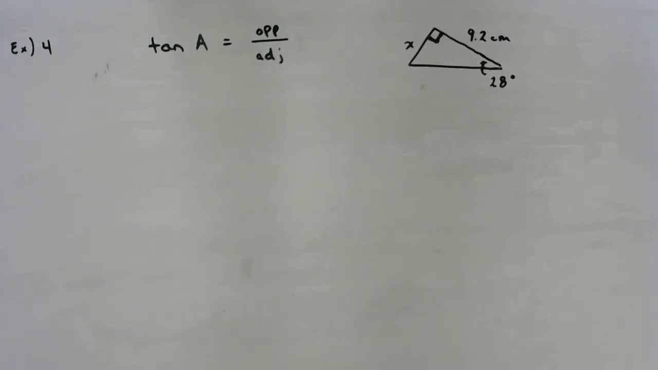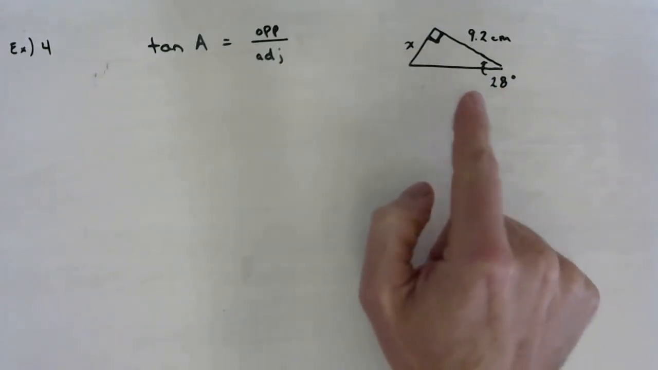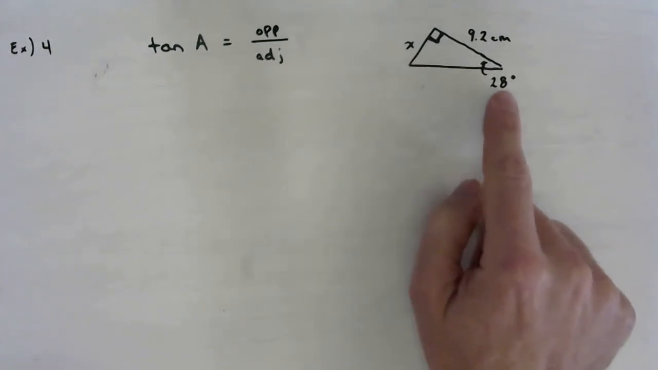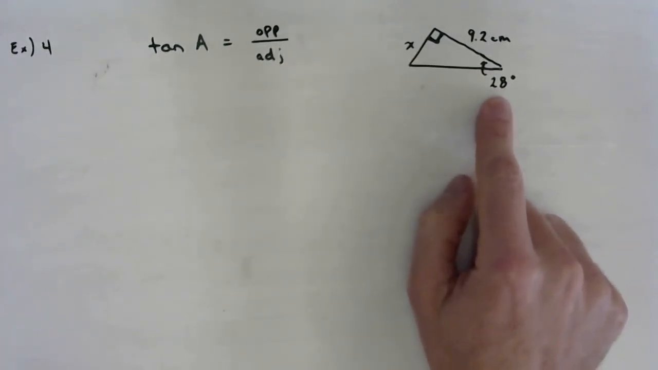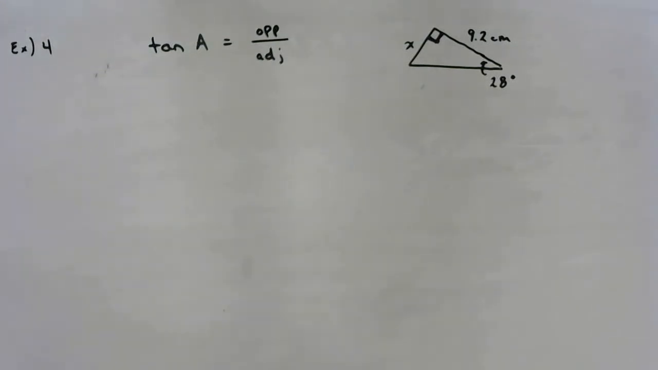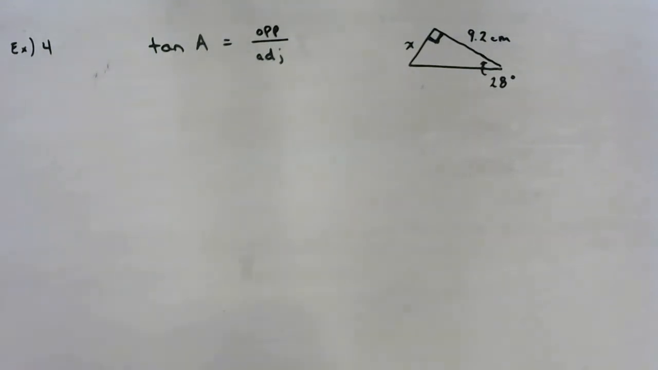We don't have one of the side lengths. We're missing a side length, which means we're missing the ratio. We don't have the full ratio, okay? But we do have the measurement of the angle, so we can actually use the tangent ratio here to determine the exact length of X. We just happen to be missing different information than usual.